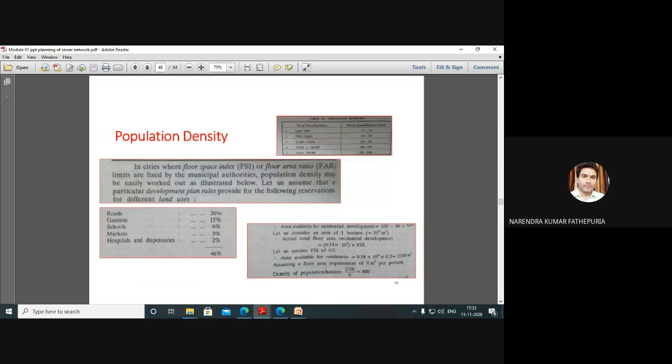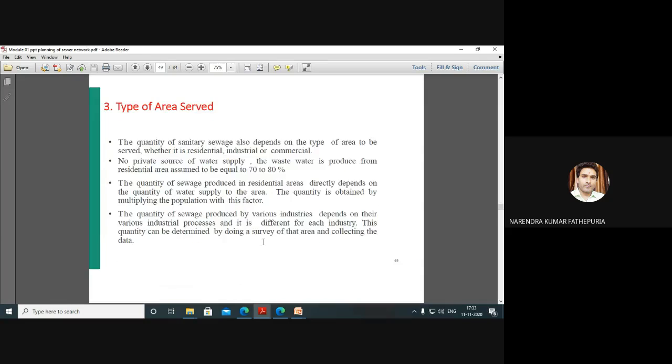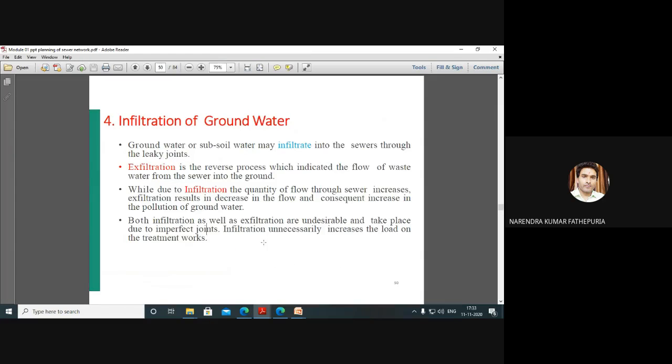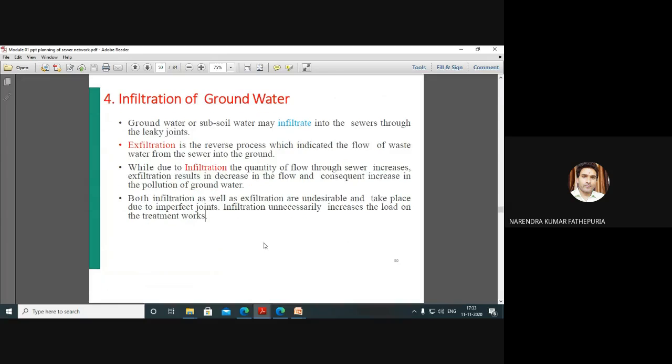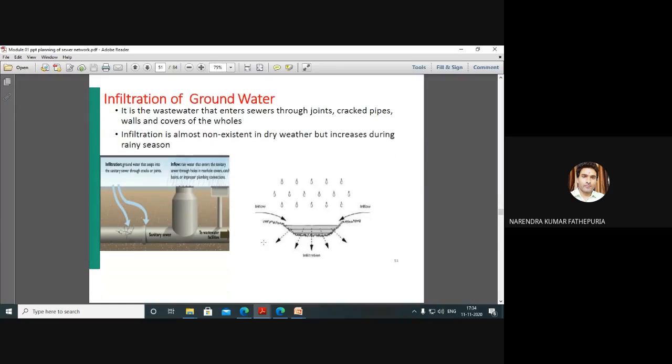Then population density also plays a very important factor. We have done these calculations in the classes. Infiltration of ground, how much water is infiltrated during the surface runoff, also plays an important role. So you have to calculate the infiltration rate. Infiltration is again considered as a loss in a sewage sewer network. We don't want infiltration, and we don't want exfiltration also, because this can lead to groundwater infiltration and exfiltration of the sewer network. We don't want both conditions.